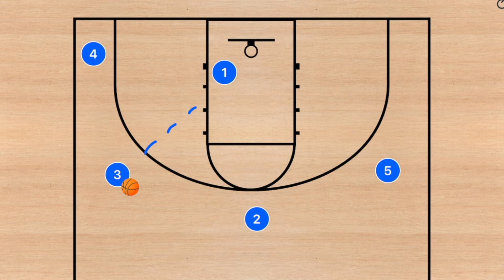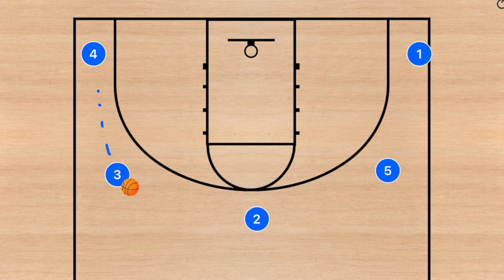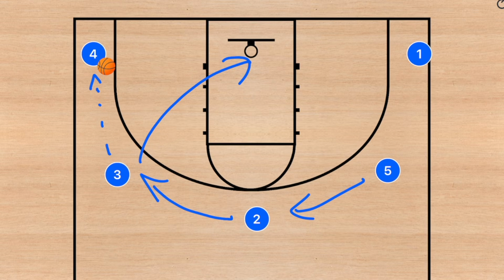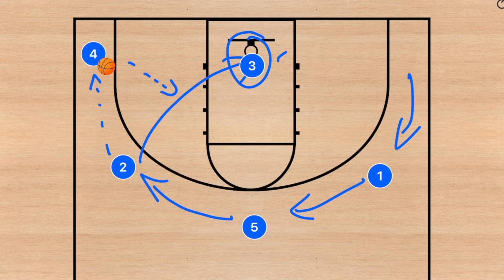If player 1 is open, he would then receive the ball back and get the layup. However, if he's not open, he will then fill out to the opposite corner from where he passed to. Same idea if player 3 passes over to player 4: player 3 will cut to the rim, and then player 2, 5, as well as player 1 will fill in those locations. And if player 3 was open while he was cutting to the rim, then player 4 could pass him the ball for the layup. If not, he then fills out to the opposite corner.